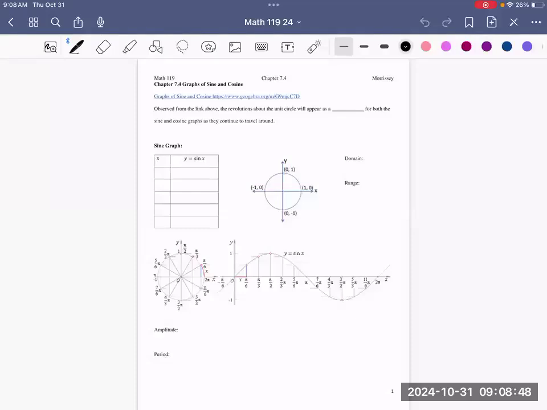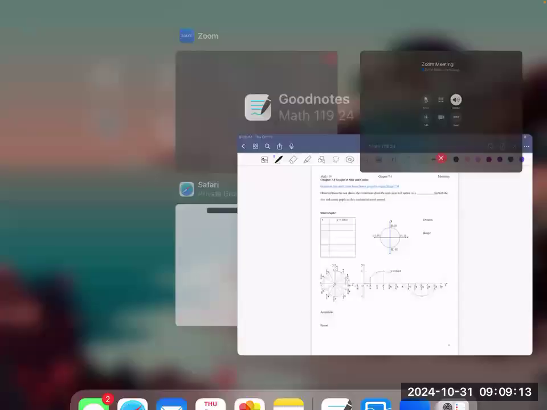Welcome to Math 119, Chapter 7.4, where we talk about sine and cosine graphs, and we'll learn how to graph them here with all sorts of transformations. At the end of this video, we'll talk about some of the other functions and the design of their graph and why they look the way that they do. So now let's take a quick look at the link above and look at the revolution around your unit circle.